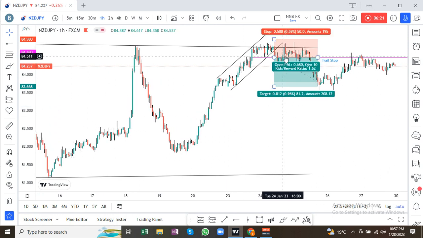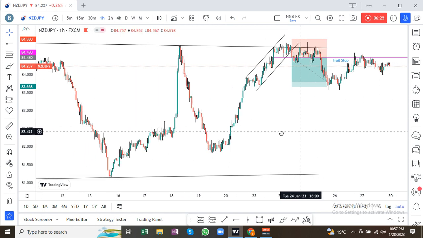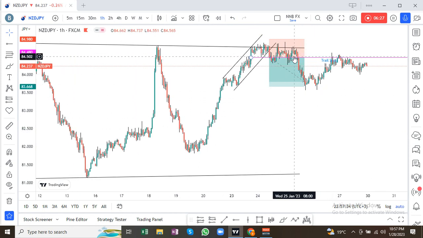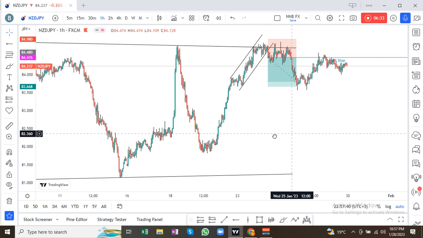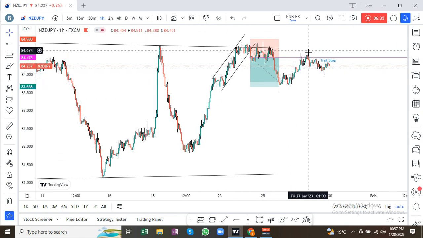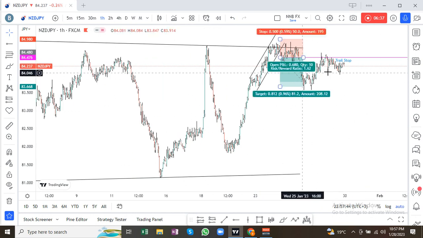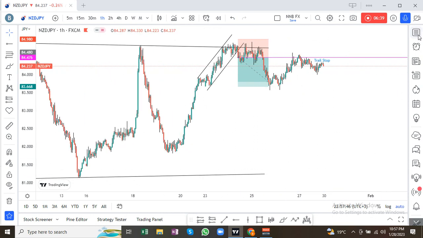The market corrected for like 1.5 days, and then it impulsed down. After this impulse right here, I moved my stop loss from here to break even, and then the market just trickled up and it stopped me out at break even. With this I made nothing.